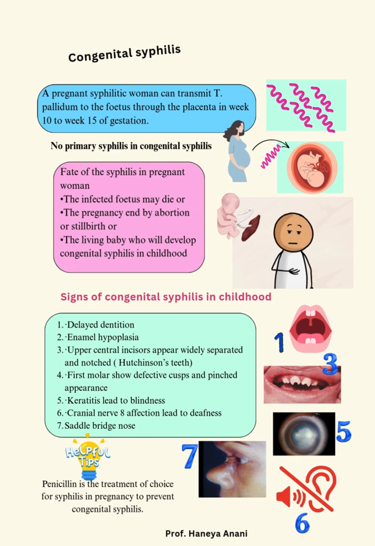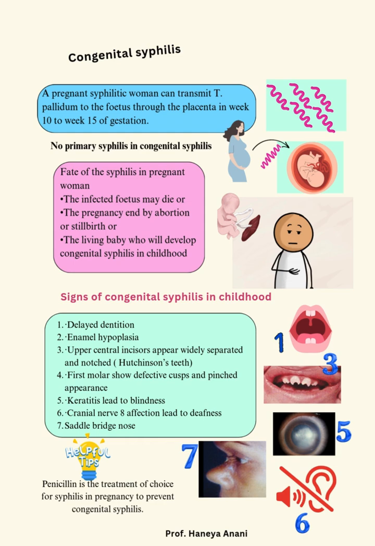Congenital syphilis. A pregnant syphilitic woman can transmit T. pallidum to the fetus through the placenta in week 10 to week 15 of gestation. Fate of the syphilis in pregnant woman: the infected fetus may die, or the pregnancy may end by abortion or stillbirth, or the living baby will develop congenital syphilis in childhood. Signs of congenital syphilis in childhood.